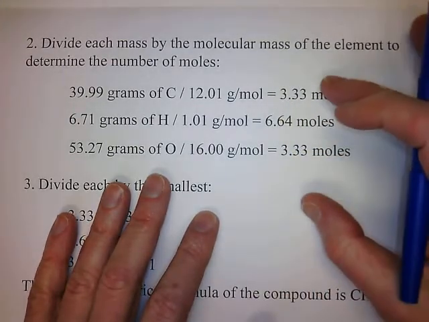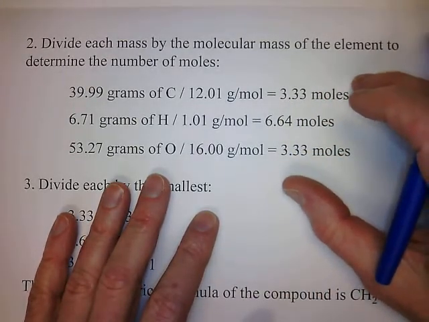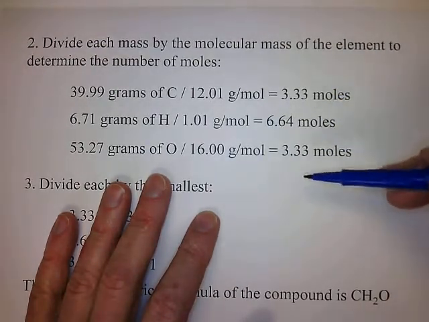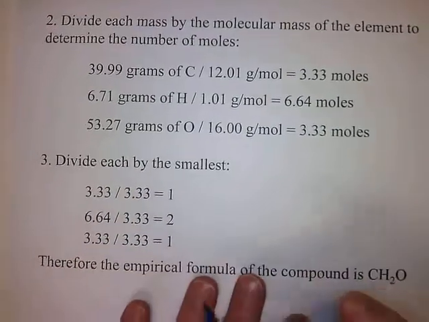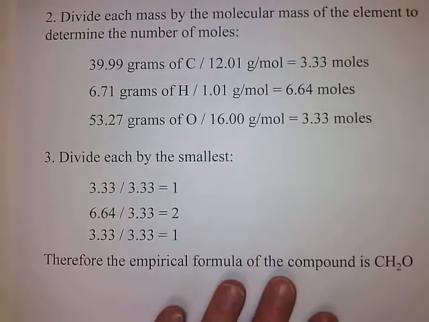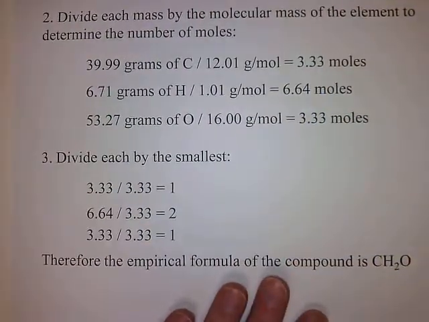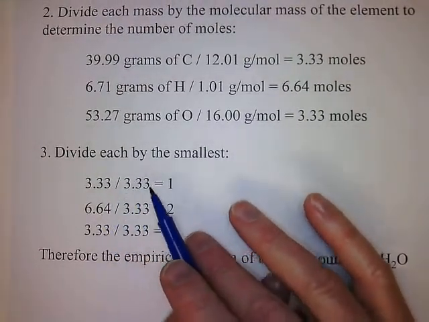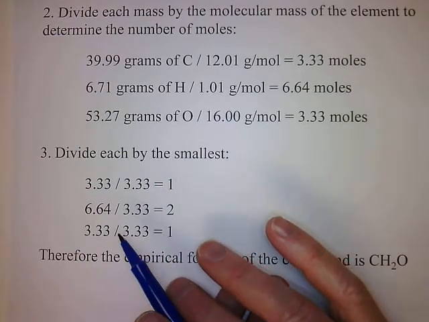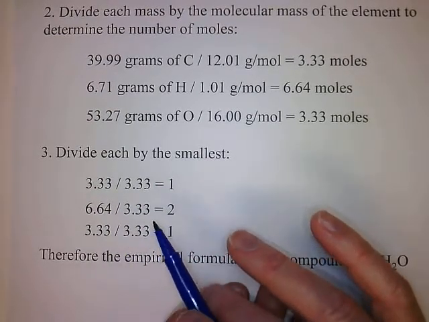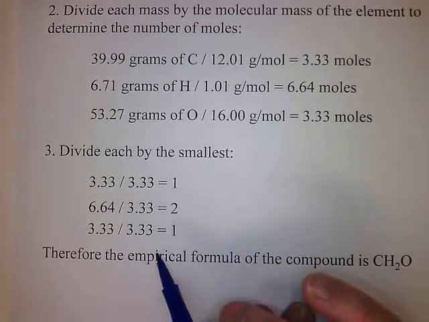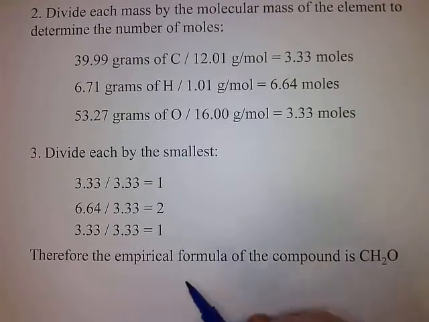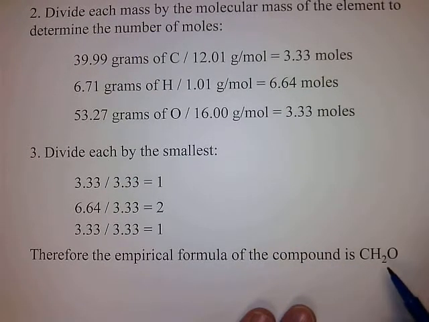So what you have to do is, you can't have decimals in a formula. We have to turn this into whole numbers. So you divide each by the smallest, in this case 3.33. So 3.33 over 3.33 obviously is 1. 6.64 over 3.33 is 2. 3.33 over 3.33 is 1, right? This gives us the empirical formula, CH2O.